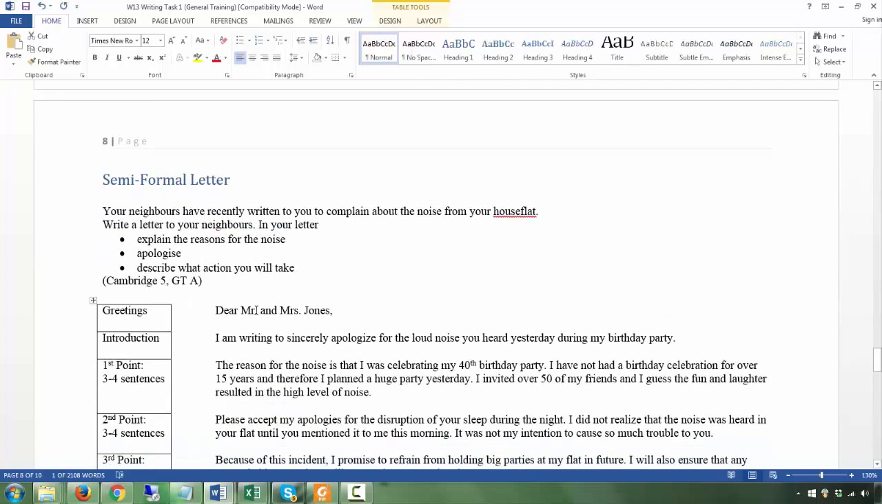Your neighbors have recently written to you to complain about the noise from your flat. Write a letter to your neighbors. Now, if your neighbors complain to you, it means that your relationship is probably not that great. It's probably a neighbor, but you're not really close. So in that case, you can consider it a semi-formal letter. I mean, if your friend has issues with you, you are not going to write letters. This is not the way it normally happens.